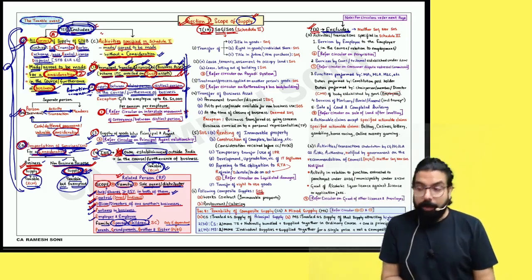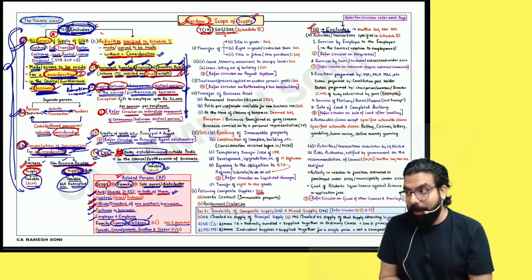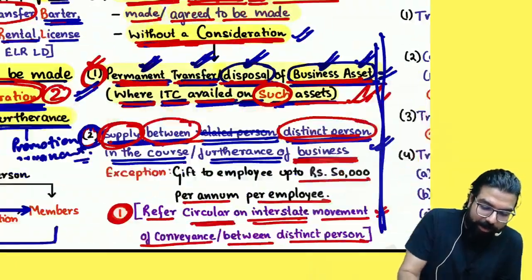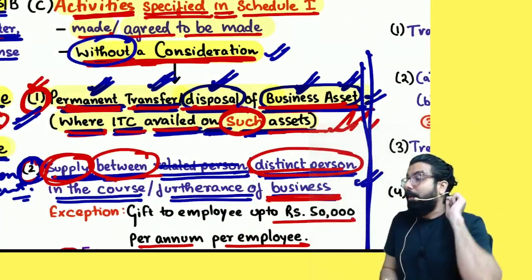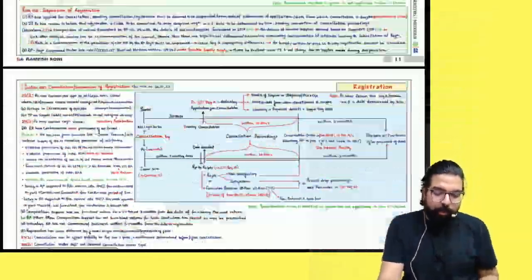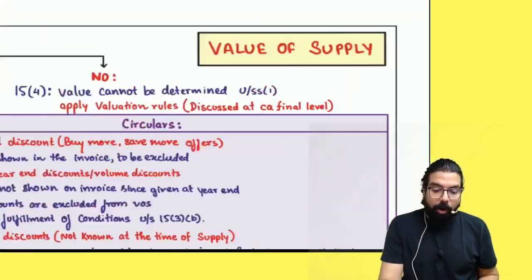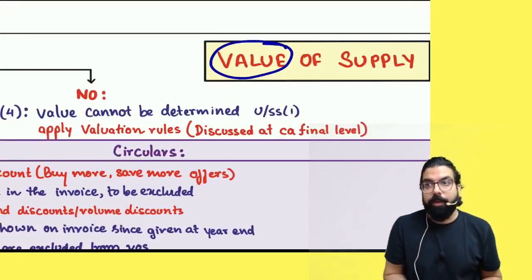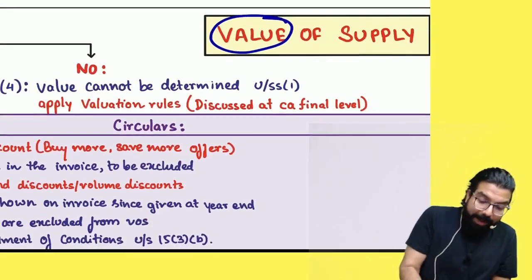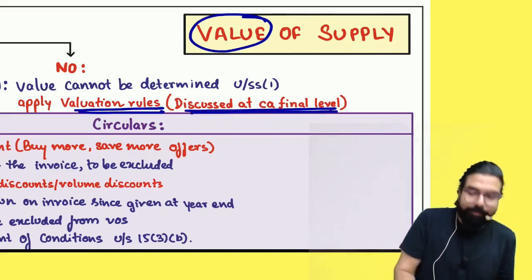Very good question. He's telling, sir, no consideration, then on what amount will GST be paid? You have to pay GST even when there is no consideration. On what amount GST will be paid, I'll tell you. When we come to our chapter of value of supply, on what amount GST is to be paid is the value. Sir, without consideration, no value only. But for that value determination, you have to apply valuation rules. And those rules will come in CA Final.